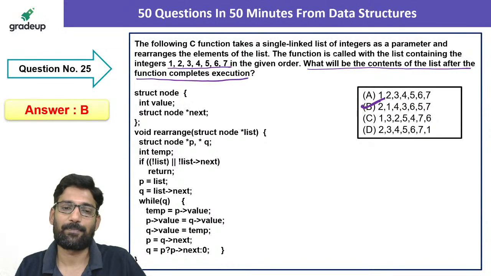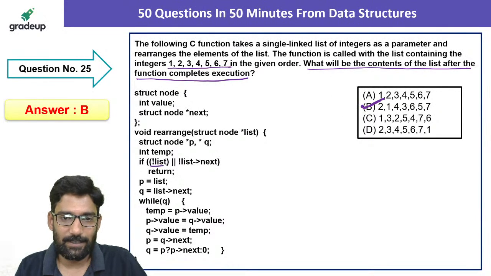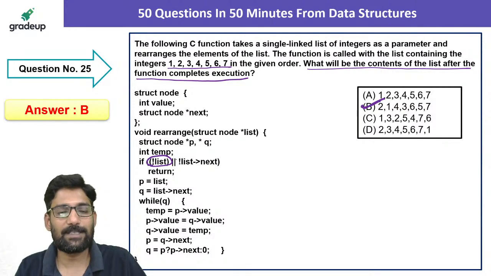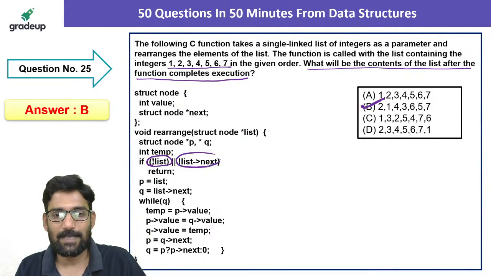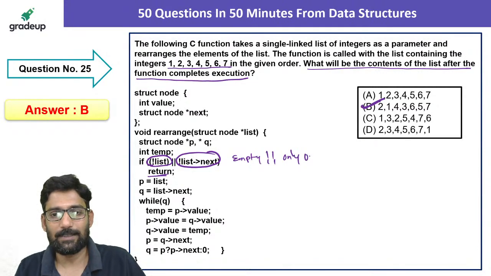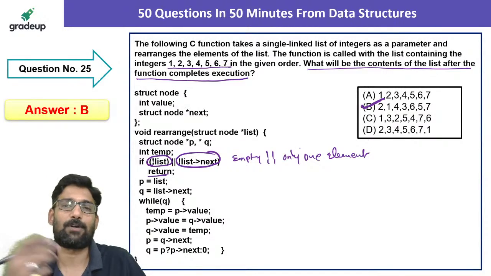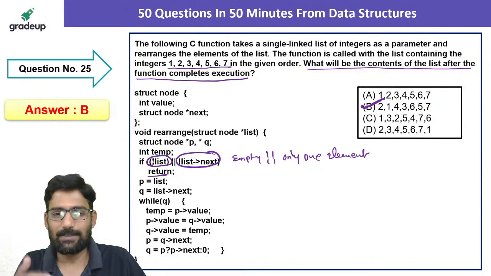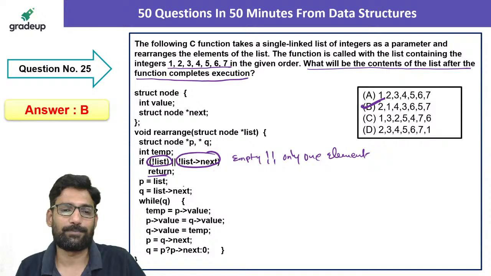Option B. What this is telling: if not list, meaning if the list is empty or has only one element, just return. That is the meaning of not list next. Otherwise, the things will go on.